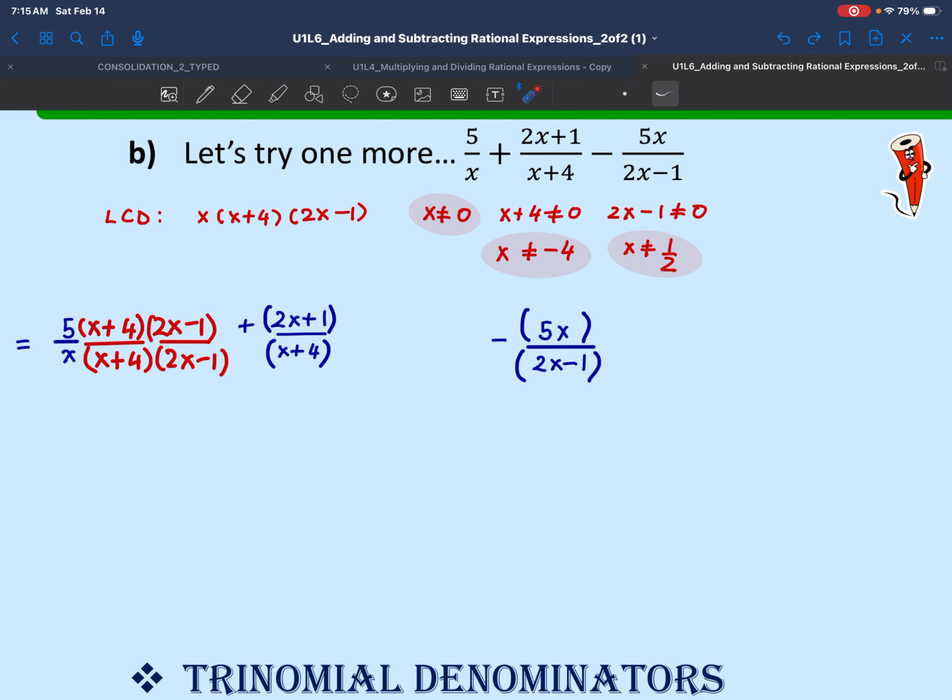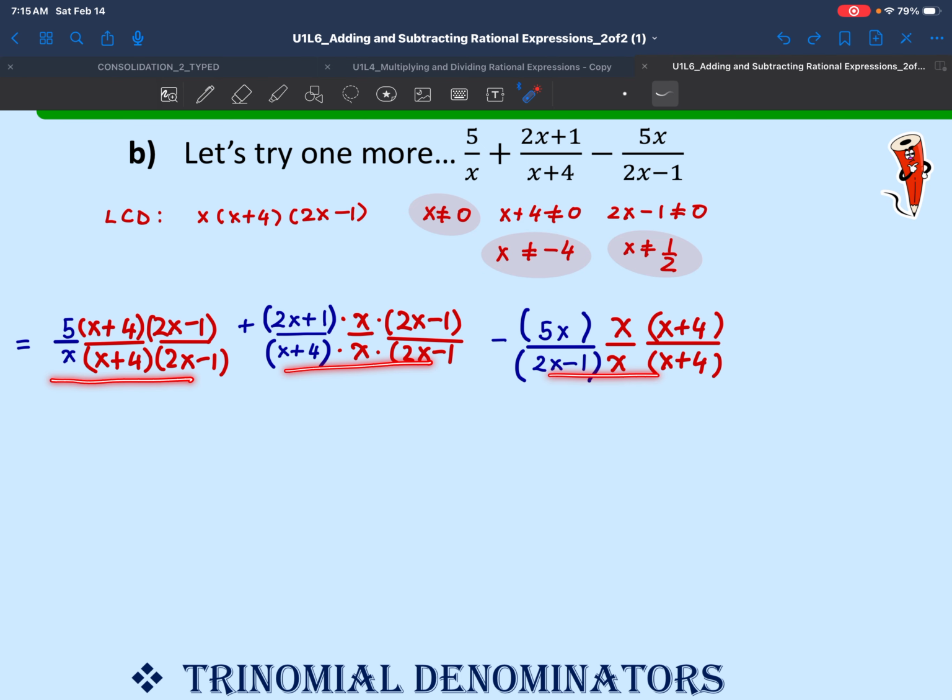Vice versa, here we have x plus 4, so we are missing x and 2x minus 1, so we're multiplying by x over x and 2x minus 1 over 2x minus 1. Lastly, we have 5x over 2x minus 1, so in this case we have 2x minus 1, we're missing x plus 4 and x, so we're multiplying both numerator and denominator by x and by x plus 4. So as you can see now, all our denominators seem to be the same, and what we're going to do is start simplifying these numerators.